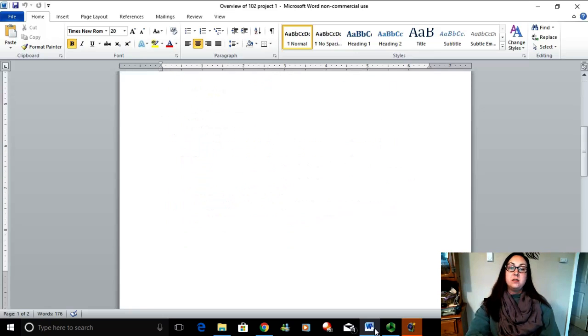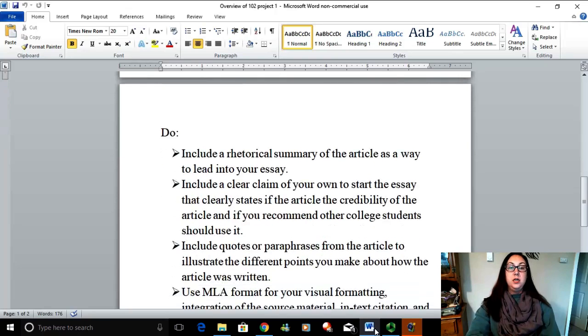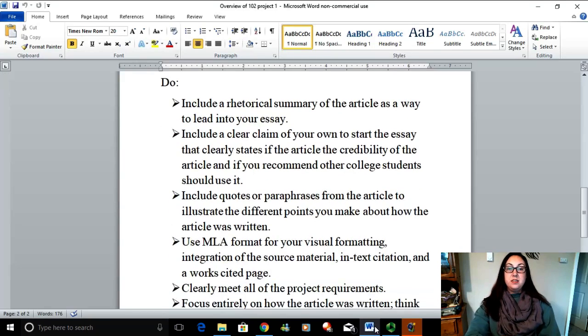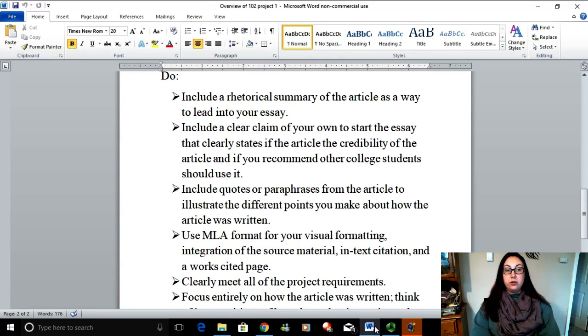Now, as far as the flip side of this, some things that you do want to make sure that you do. One of the best ways to start this type of essay is to start with a rhetorical summary of the article. This is a way to lead into your essay. And again, that rhetorical summary is how the article is structured, right? So you might start with the author's claim. Then how does he support that? How is the article organized? Are there weaknesses, flaws? You're really giving that summary of basically what you're going to address for the rest of your essay. Now, not all essays are set up with that, start with a summary and then elaborate on it, but for this particular type of essay, that actually works really well.